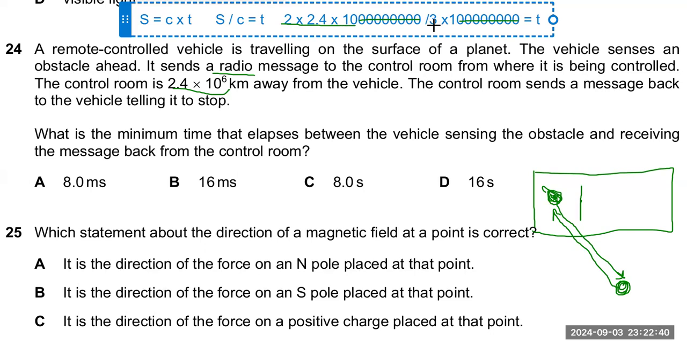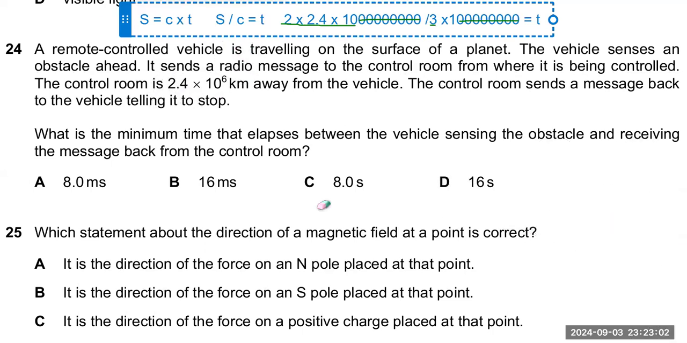2 multiplied by 2.4 multiplied by 10 divided by 3. So your answer will be 16 seconds. It means this whole process will be carried out in 16 seconds. It is a very short time interval. So move towards the next question.